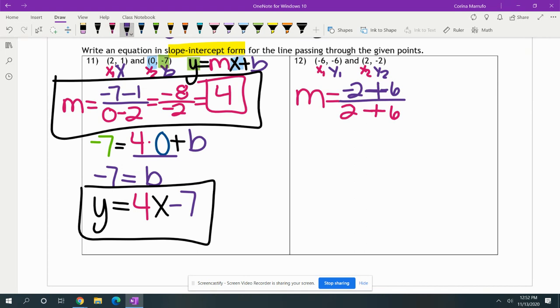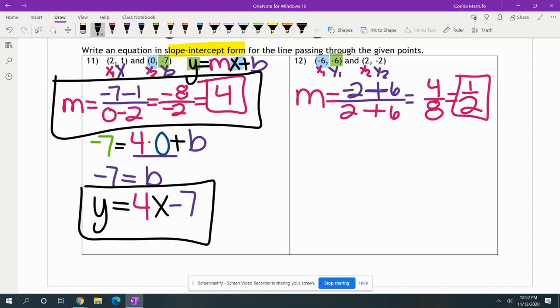So on the top, -2 plus 6 gives us 4. And 2 plus 6 on the bottom gives you 8. So 4 divided by 8 gives you 1/2. Okay, and then now that we have our slope here, we're going to pick one of these points. It doesn't matter which one you pick. In this case, I'm going to pick the first point this time. So -6 and -6. Okay, it's both of them.